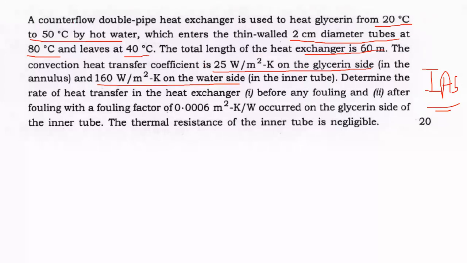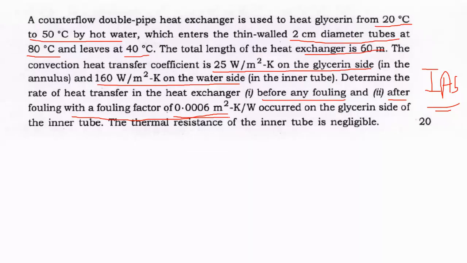So determine the rate of heat transfer before any fouling. That means the heat exchanger is in new condition and there is no scaling or dusting on the surface. And the second question is after the fouling factor. That means when there is dusting or scaling on the heat exchanger.